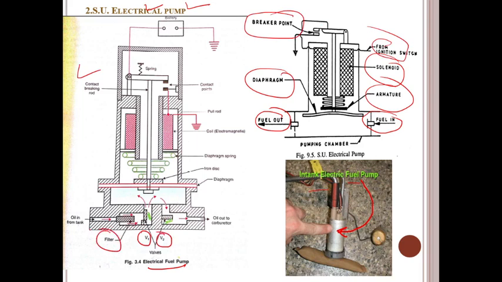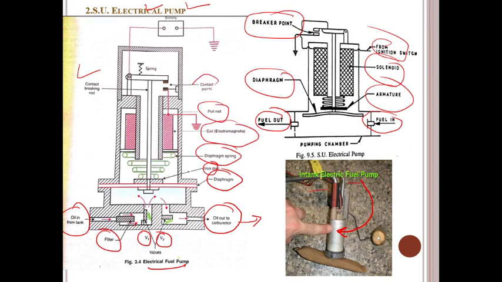This is the filter. This is the oil in tank. This oil goes out to the carburetor and passes into the IC engines. This is the diaphragm. This is the iron disc. This is the diaphragm springs. This is the electromagnetic coils. This is the pull rod. This is the contact points. This is the springs.